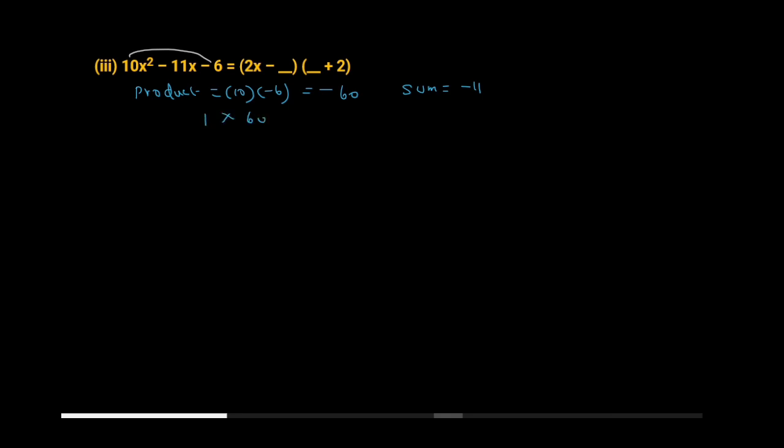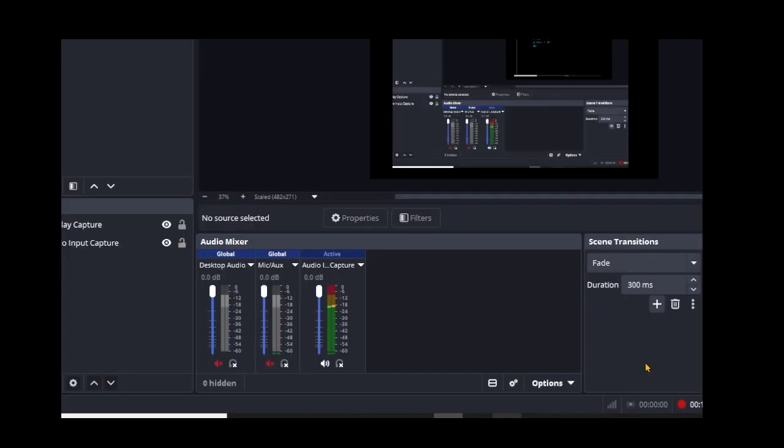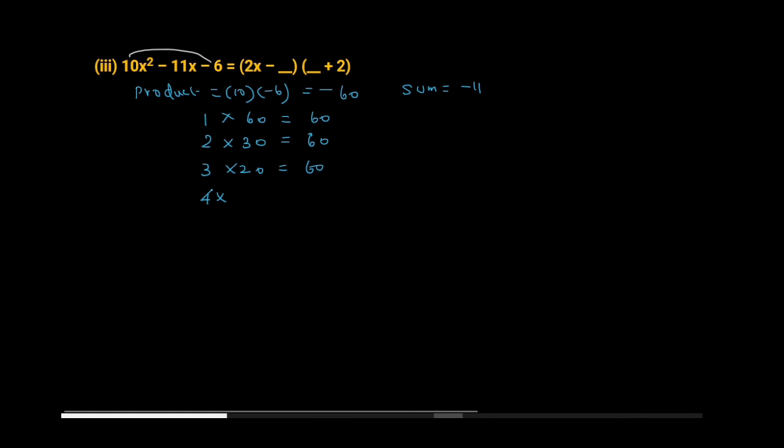1 into 60 will give 60. Then 2 into 30 is 60. Then many 60s will come. Then what is the next one? 3 into 20, 60. Then 4 into 15, 60. 5 into 12 also 60. So these many factors for 60.